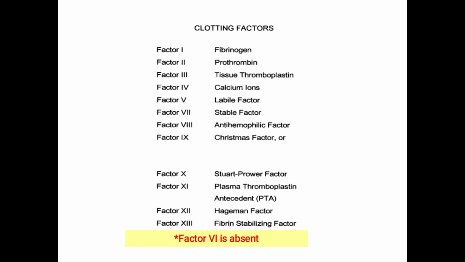So we will see which are the clotting factors. The first one is factor 1, called fibrinogen. Factor 2 is called prothrombin. Factor 3 is called tissue thromboplastin. Factor 4 is called calcium ion. Factor 5 is labile factor. Factor 6 is absent. Okay. Now the 7th is stable factor.